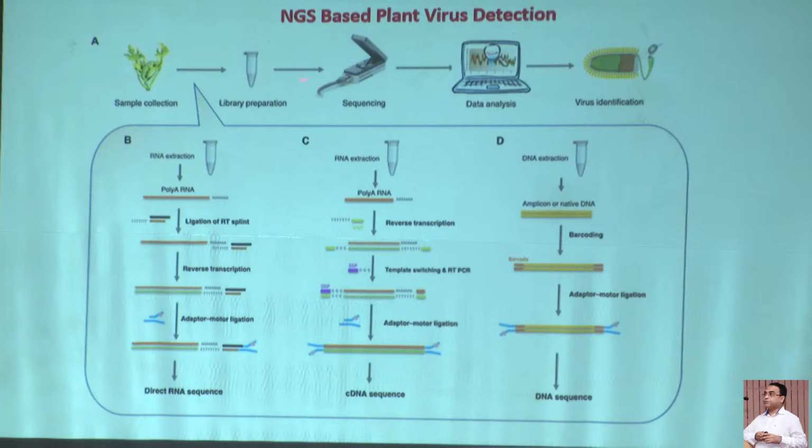Then the next thing is the data analysis. That is the most important part. There are very good software packages now available. They will find out, from this entire pool of sequences, the bits and pieces of sequences which match viral sequences. They overlap one contig with another contig, finally join the entire sequence, and tell you that in this plant, these are the viral sequences present. So in that condition, we don't need any prior information on the viral sequence.